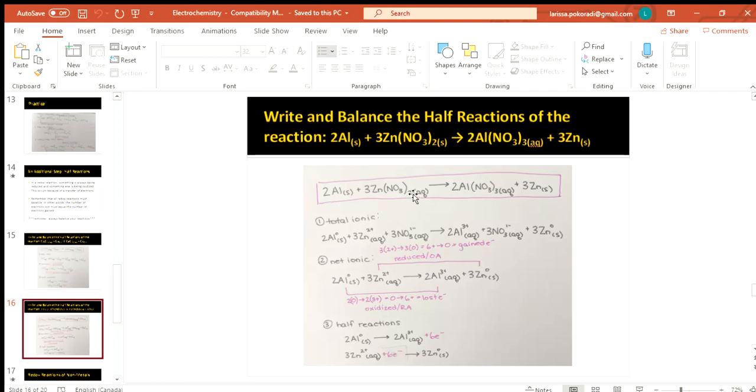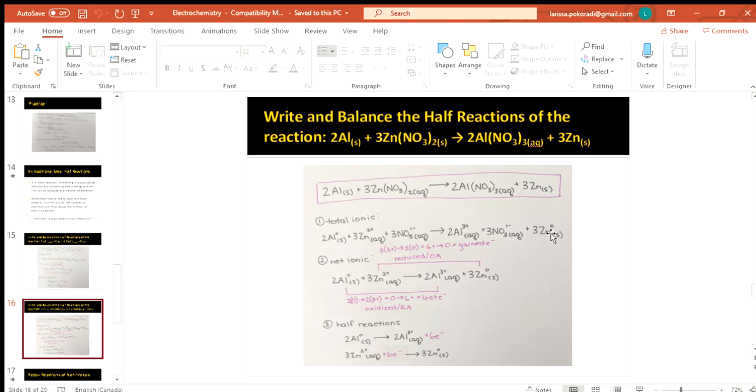As you can see, this is where I screwed up. That's why I just had a weird pause. We should technically have 6 nitrates here, right? Because we've got the 2 times the 3. We should have 6 nitrates. We've got 2 aluminums. Again, 6 nitrates. So that should be a 6. That's on me. And 3 zincs with a 0 because it's all on its own.